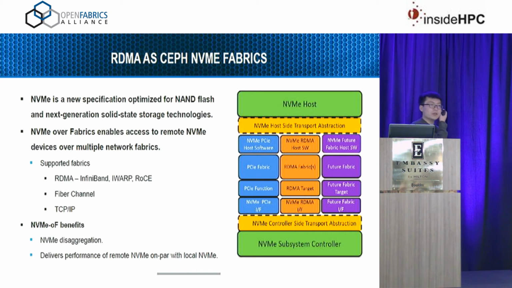NVMe-oF fabric benefits. The first one is NVMe disaggregation. We can disaggregate the NVMe. The second benefit is we can get on par performance with local NVMe. The other benefit is NVMe-oF will bring more flexible provision.